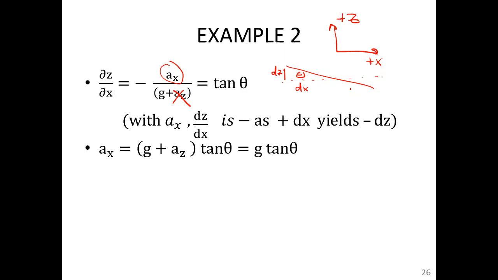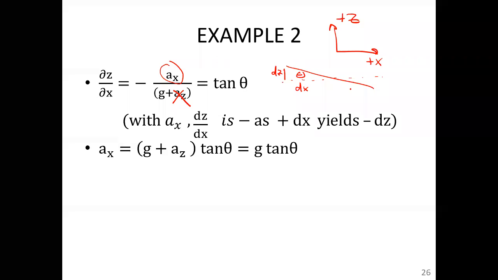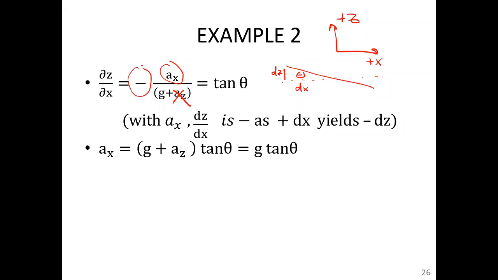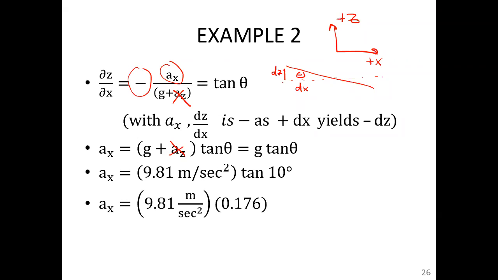So in this case, ax is solving the equation, the first bullet, for ax. Ax is equal to g plus az tan theta. And again, that negative sign does not appear below because we're saying we have a negative slope. We're building it in on that. So in this case, since az is 0, ax is g tangent of theta, 9.81 meters per second squared times tangent of 10 degrees, which is 1.73 meters per second squared.